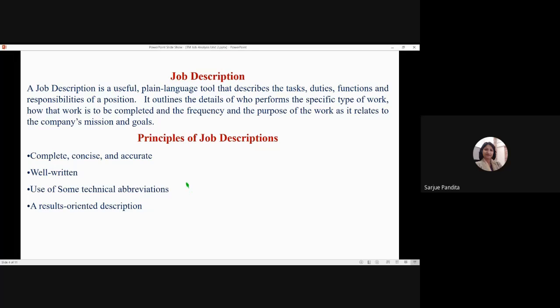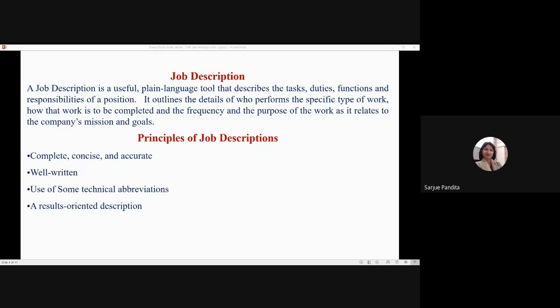A good job description gives an employee a very clear and concise resource to be used as a guide for job performance. So while writing a job description, one must keep certain things in mind. There are basically four principles for writing job descriptions. First is that it has to be complete.